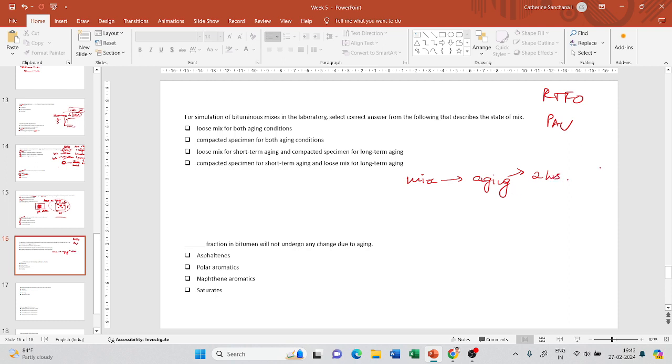Why ma'am would have said 4 hours? Because it is as per the old code. Now it is just 2 hours, okay, in the loose state. Why loose state? Because you've just mixed the sample, okay, and once you compact it, right, once you compact it, so this is for short term aging.